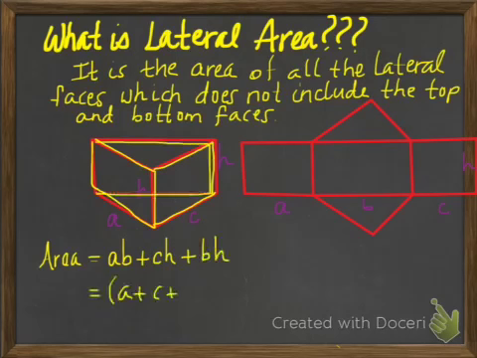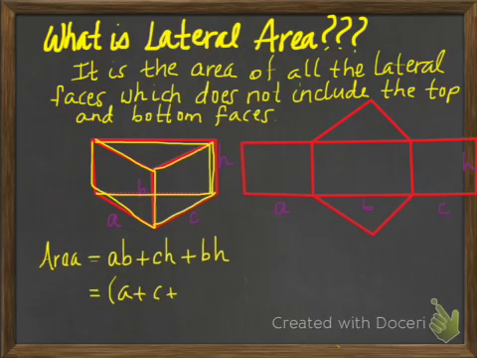Alright, you can see here that we have the formula for area of a rectangle, A times B, because we have a rectangle that is A by B, plus C times H, because we have a rectangle that's C by H, and in the back side we have another rectangle that's B times H. We add all that together to find the area. The area of those three faces is the lateral area.